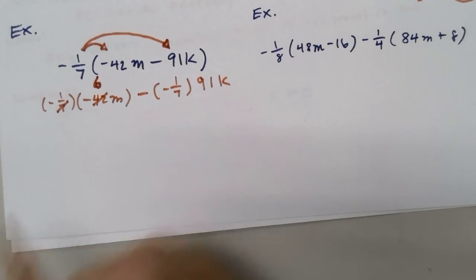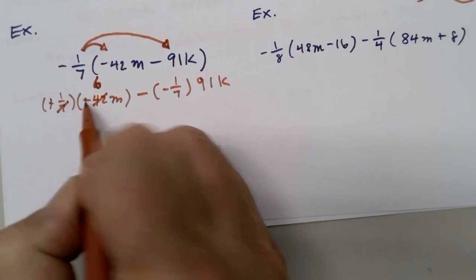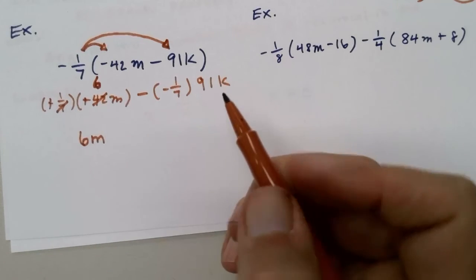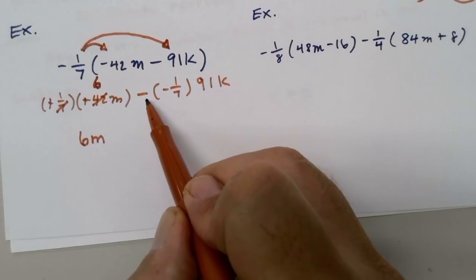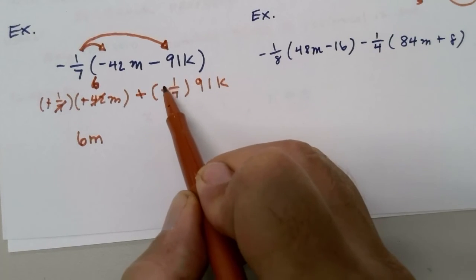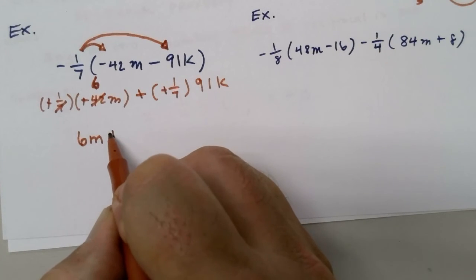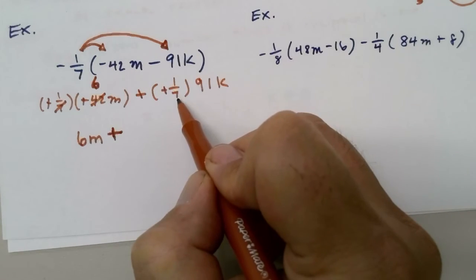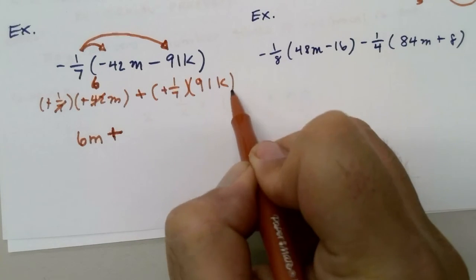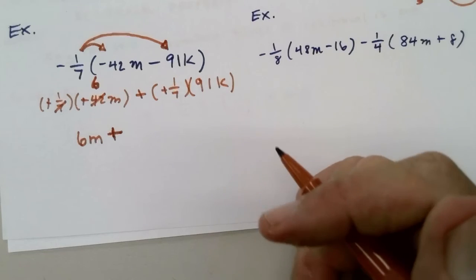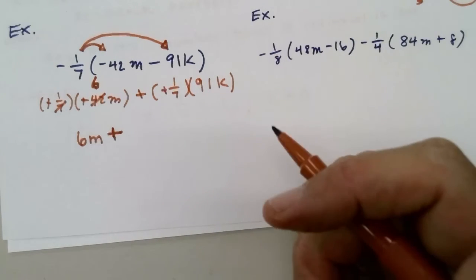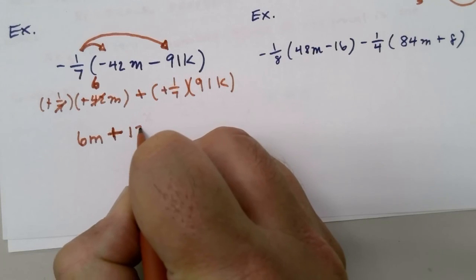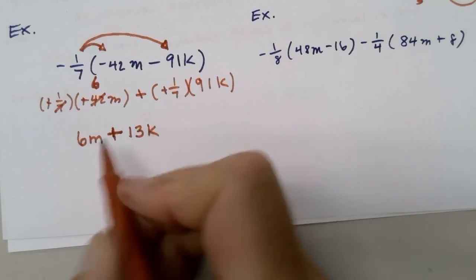I have a negative times a negative, which is a positive, and my answer is 6m. Now here, I have a negative times a negative, which is a positive, but I have to leave a plus in between, otherwise I'm going to think it's a multiplication problem. And then I say, how many times does 7 fit into 91? Well, I know it goes in more than 10 because that's 70, and the answer is 13. So my answer to this one is 6m plus 13k.